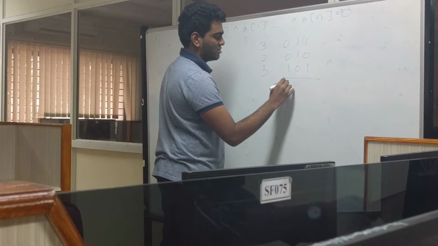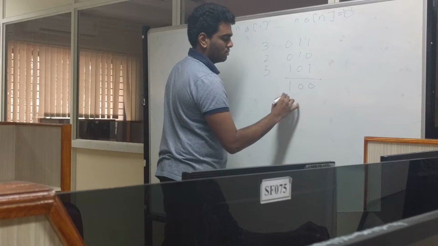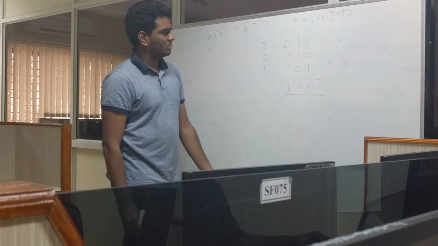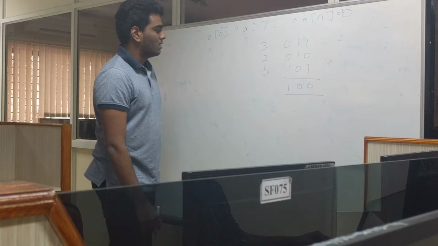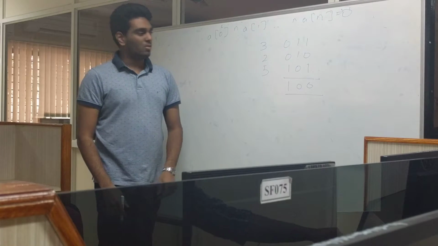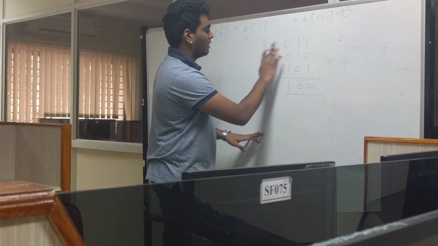So the XOR of this is 1. Correct. Okay. So this is a winning state. Okay, this is a winning state. I'll make it 7, 0.